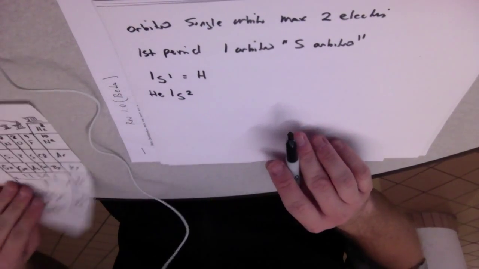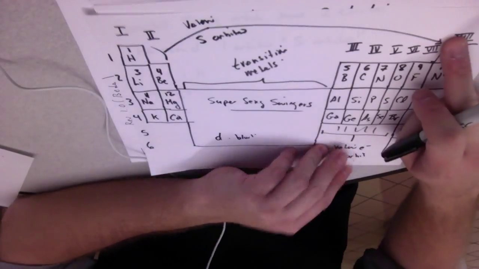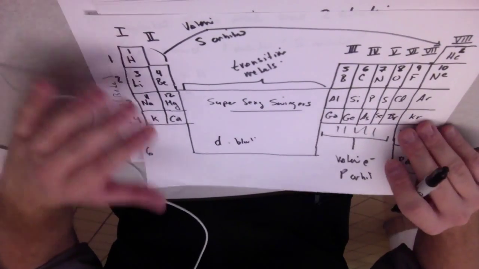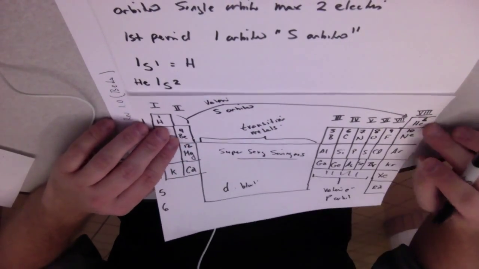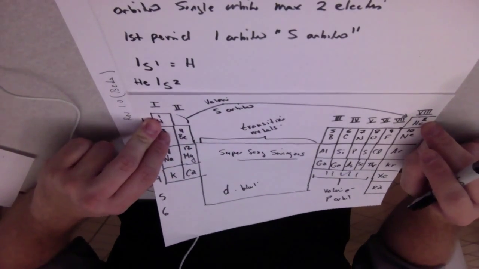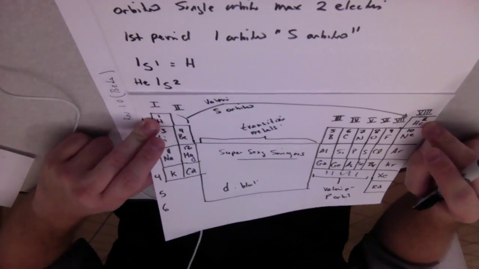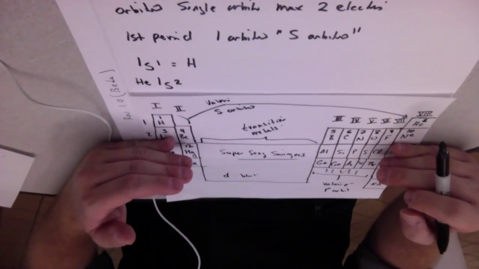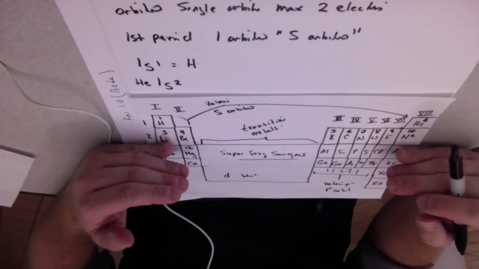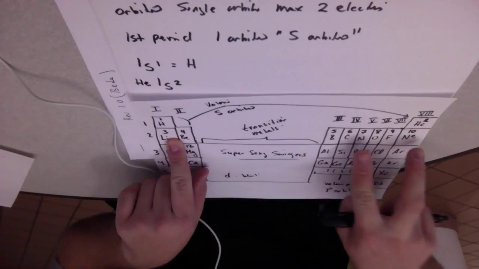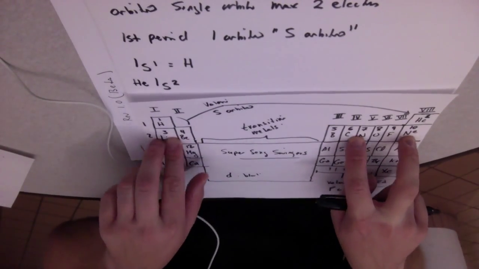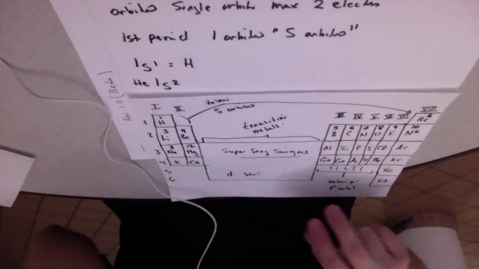So now I have filled up the first period. I have no more space, nowhere else to put these electrons. I have no more quantum states to place electrons in. So now I have to move down to the second energy level. And if you look at this, the second energy level has elements that are both in the s block and the p block. So I have multiple orbitals that I'm dealing with here.